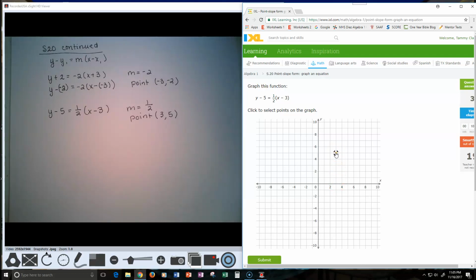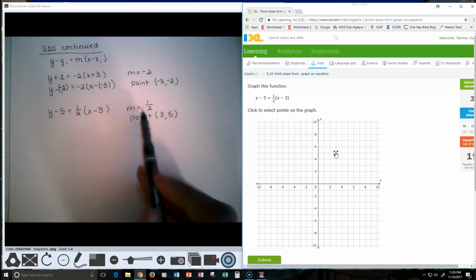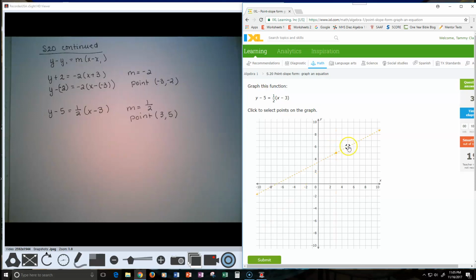And then our slope is a positive slope. We know that because there's no negative in front of the slope. So we're going to go up 1 and 2 to the right.